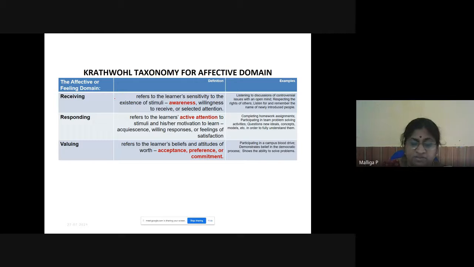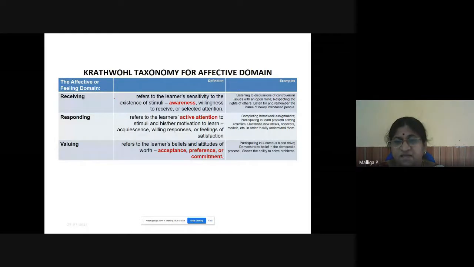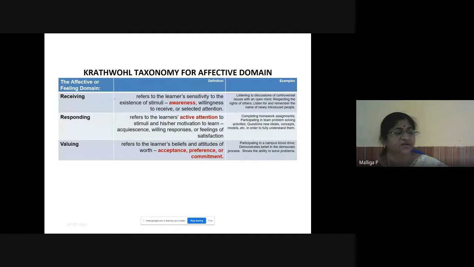Okay, so what is receiving? You might see now we are in this pandemic situation. The governments, the media, everybody says how to follow social distancing. Everybody is receiving it. It refers to the learner being sensitive to the existence of stimuli, the awareness, being willing to receive it. Right. The next one is responding.